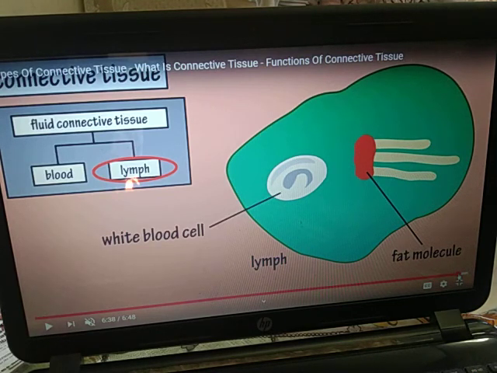Basically, lymph is responsible for the absorption of fat in the digestive system, and it is also responsible for the defense mechanism in the human being.